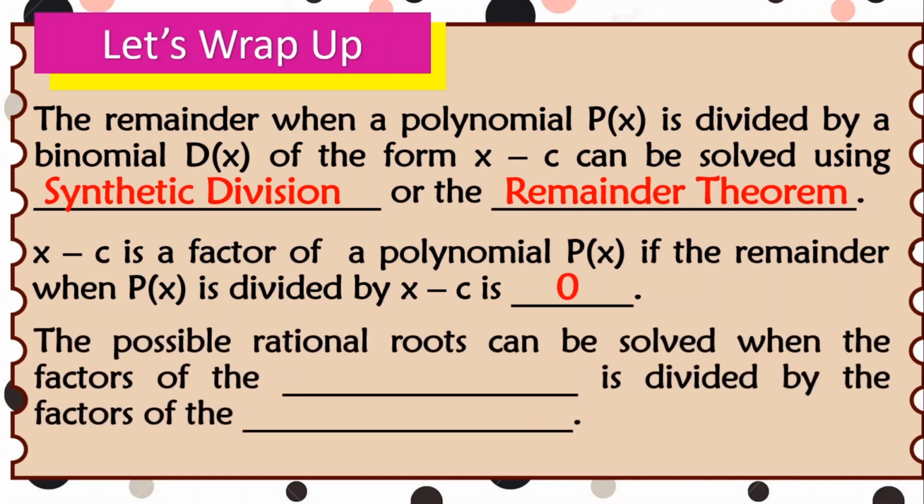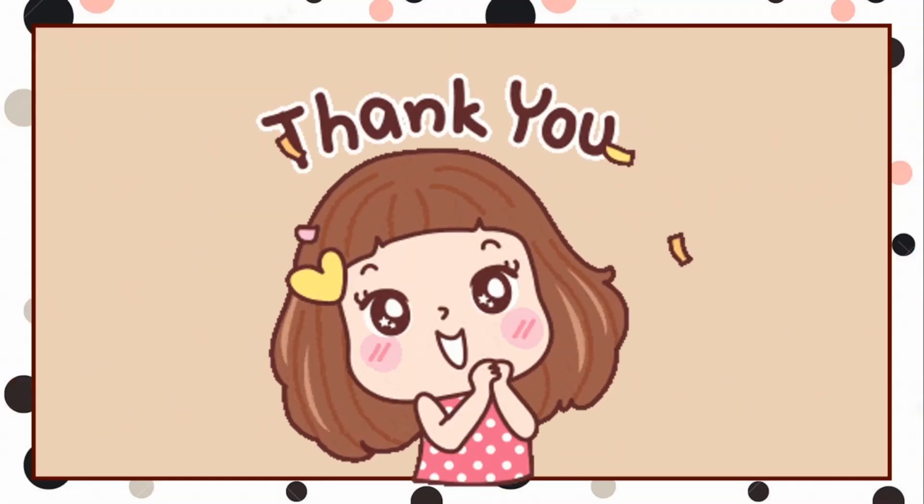And last, the possible rational roots can be solved when the factors of the blank is divided by the factors of the blank. Okay, so the first one is the factors of the constant term divided by the factors of the leading coefficient. So that's all for this video.